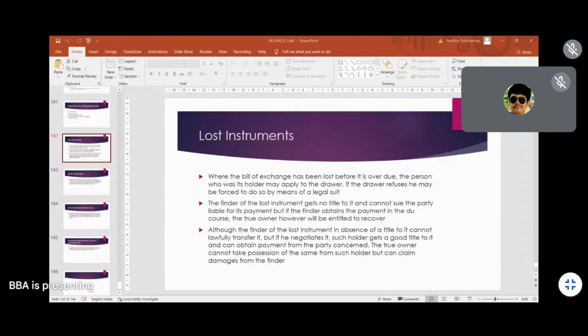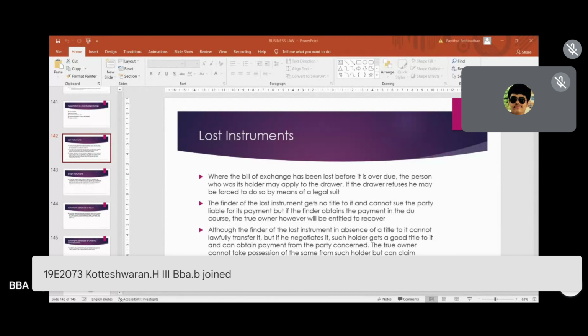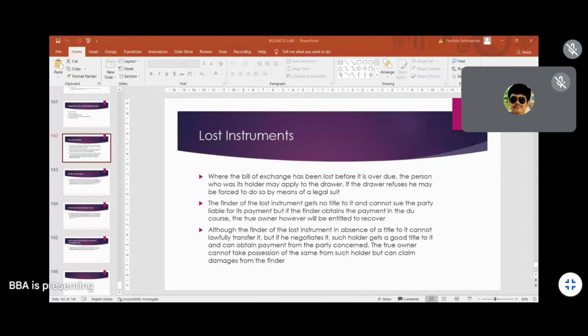In such a case, let's say that there are three parties: A, B, and C. Now A has lost the instrument, B finds it, and he has transferred the instrument to C. Now C gets good title out of it. C can enjoy the benefits of the instrument. But the true owner, who is A, can come and sue B. He cannot go and sue C, because C is a holder of the instrument now. He can enjoy the benefits of the instrument, because C might not be aware that this is the lost instrument. But A can go and sue B as well as claim for damages.